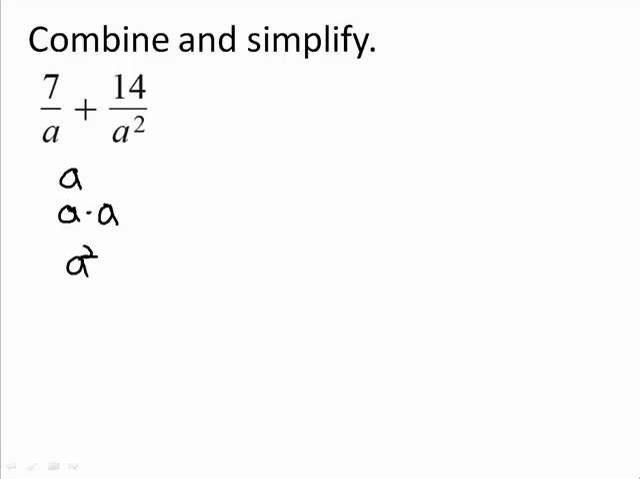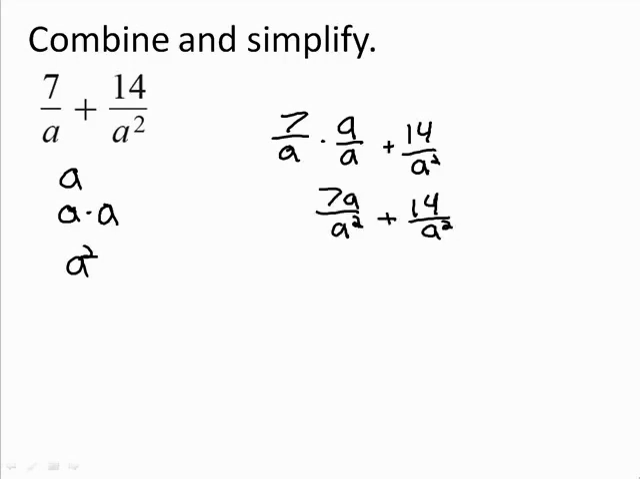You want each fraction to have a squared as the denominator. Multiply 7 divided by a by a divided by a. 7 divided by a times a divided by a plus 14 divided by a squared. Multiply the numerators and denominators in 7 divided by a times a divided by a. 7a divided by a squared plus 14 divided by a squared. These now have the same denominator, so you can simply add the numerators. The simplified expression is 7a plus 14 divided by a squared.